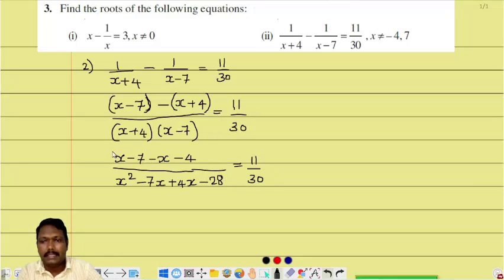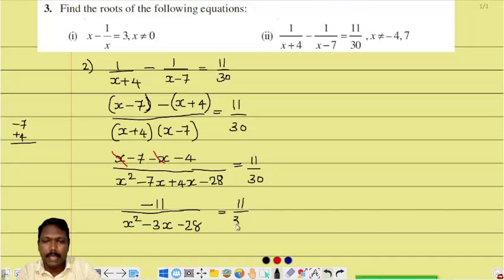Now see here, this plus x and this minus x are getting cancelled. Then you will get minus 4 minus 7, which is minus 11, divided by x squared. See here, minus 7x plus 4x, while adding these two, you will get minus 3x. Minus 3x minus 28 is equal to 11 divided by 30.